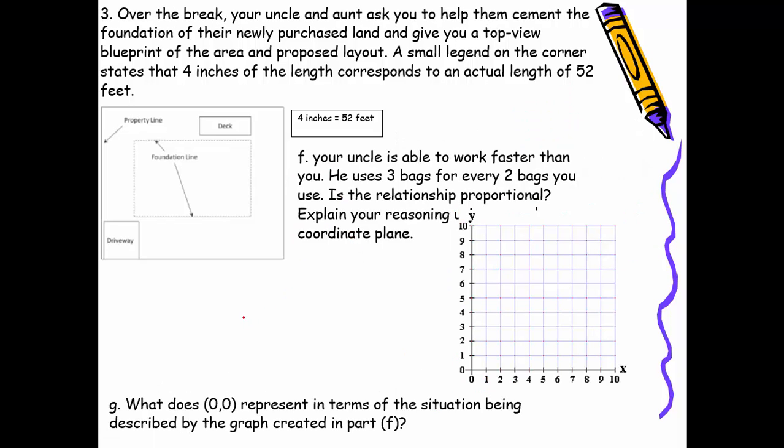We're almost done. A couple more little problems. Your uncle is able to work faster than you. He uses 3 bags for every 2 bags you use. Is this a proportional relationship? Explain your reasoning using the coordinate grid.